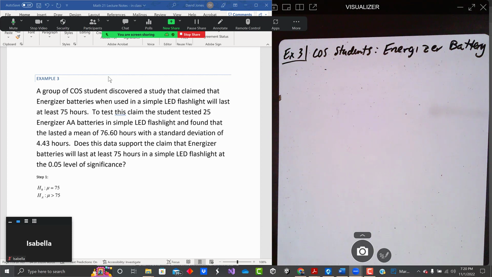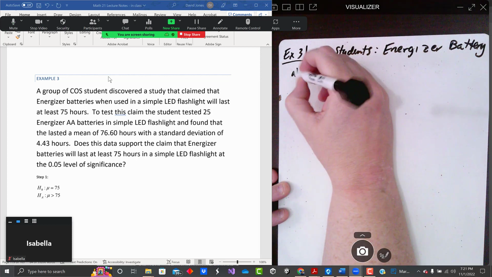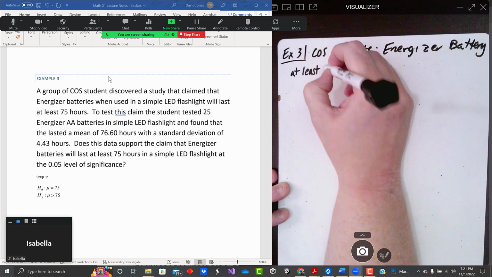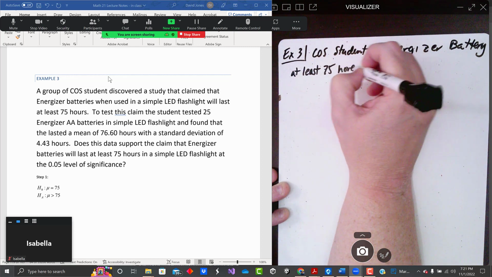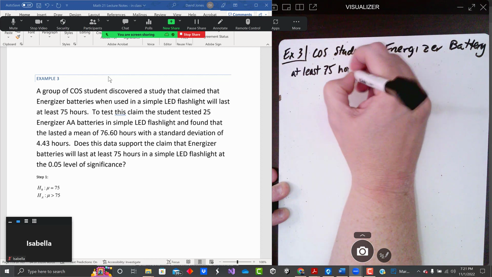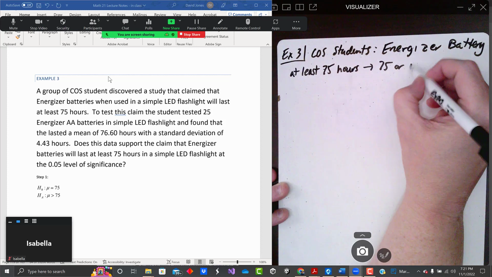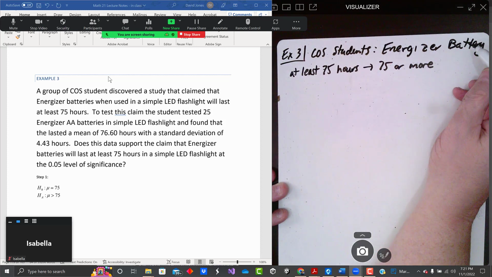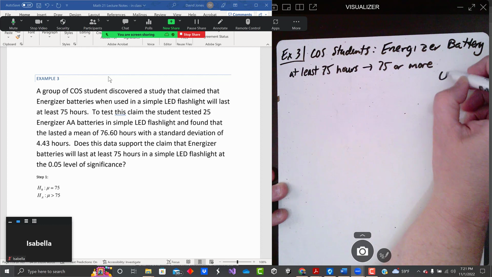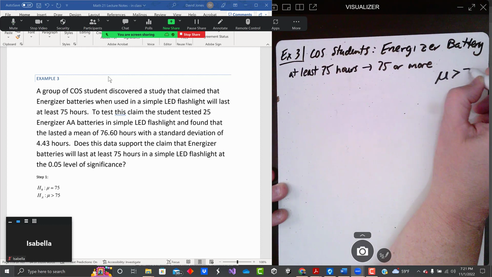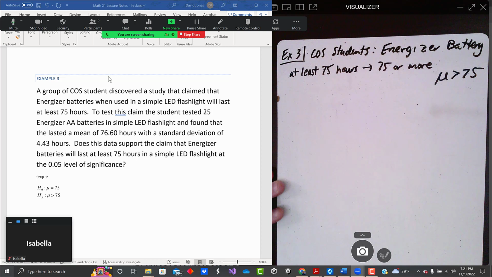So a group of COS students discovered a study that claimed that Energizer batteries, when used in a simple LED flashlight, will last at least 75 hours. Which is 75 or more. So I'm going to say mu is greater than or equal to 75. That's more. That would be more.